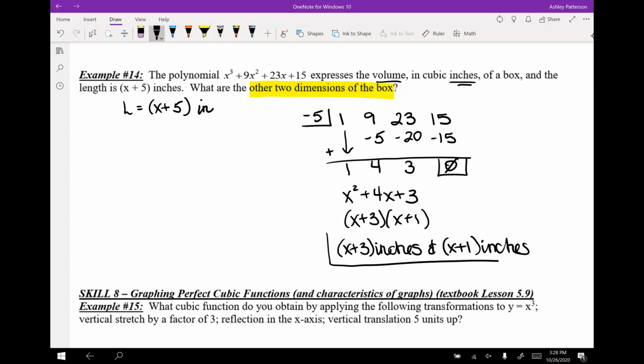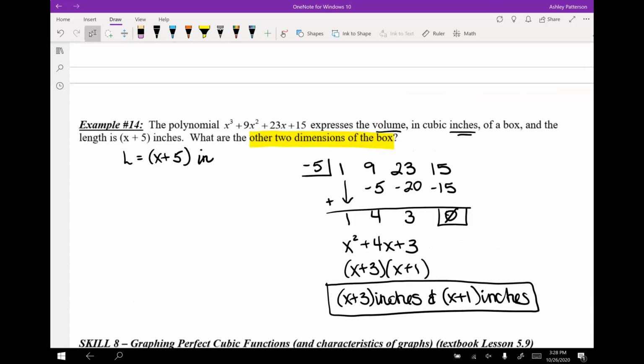And that's our final answer. Please, please, please do not forget the units of measure. That is a very common mistake. All right.